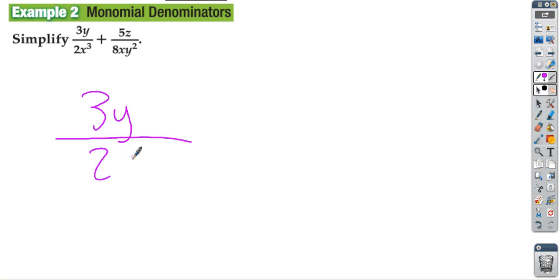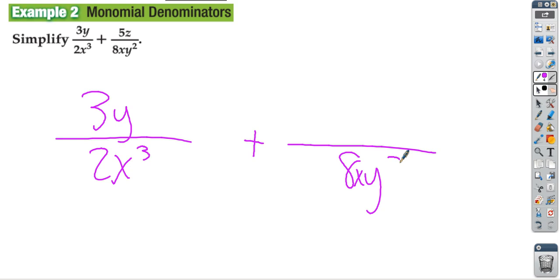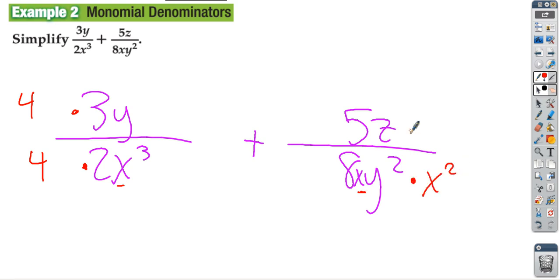So we have 2x cubed right here, and we have 8xy squared over here. So let's think about what's missing. First of all, 2 and 8, the common denominator would be 8. So this one is already 8. That means this one needs to get multiplied by 4 at least. And I have to do the same on the top. Okay, this one has an x cubed. This one is missing 2 x's in that case. It has an x, but it needs another x squared to get to x cubed.